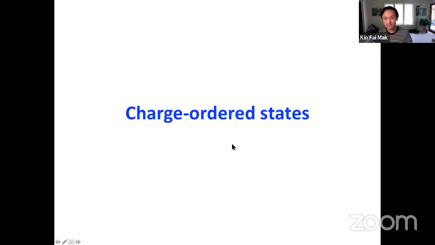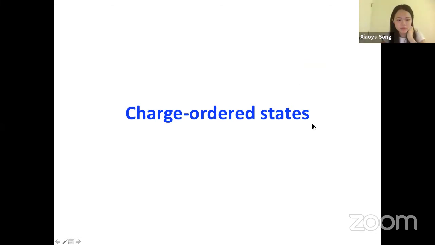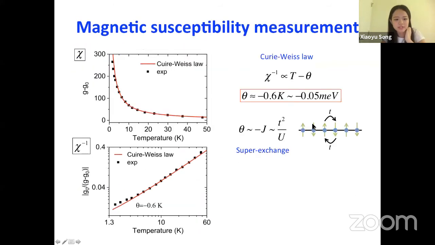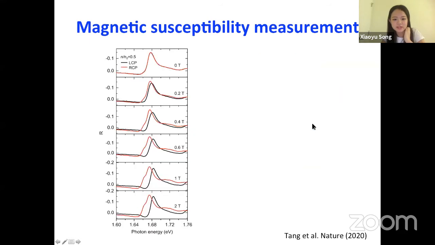I can actually take 1 to 2 more questions before I proceed. Okay, thank you. So one of the questions from the anonymous attendee is, the RCP signal at finite magnetic field seems to develop a side peak. Is there any understanding of its origin?